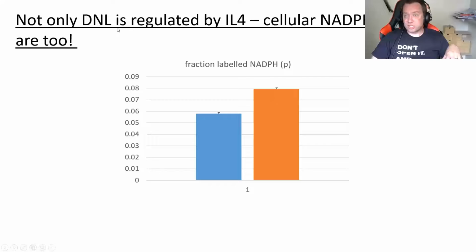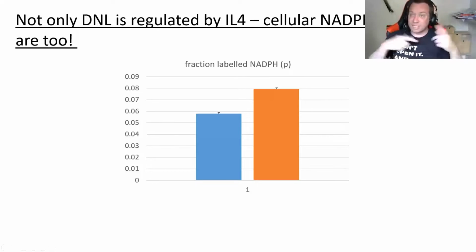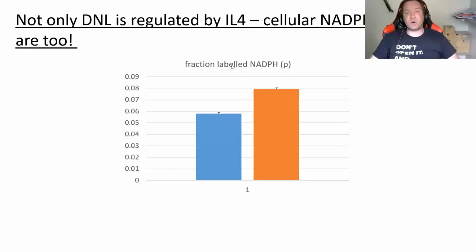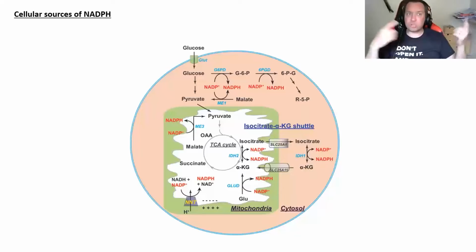IL-4 didn't just increase de novo lipogenesis, how much palmitate was being made, it actually altered the cellular source of the NADPH. So the fraction of NADPH that was labeled, the p-value, was increased by IL-4 from about 6% to about 8%, a highly significant response to IL-4. And the reason this can happen is because there are multiple sources of NADPH production. The one we were looking at is this enzyme here, part of the pentose phosphate pathway. And in vivo, in liver, we think this is really the major form.